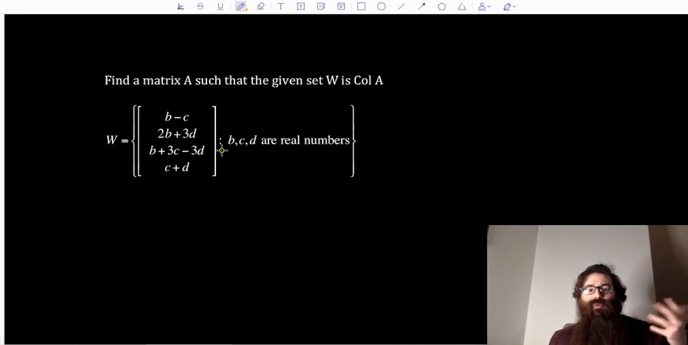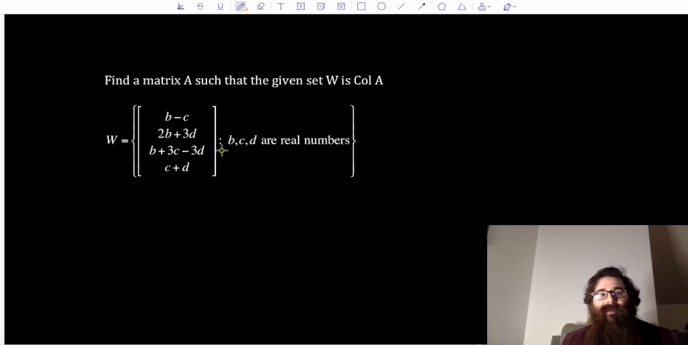This is sort of reinforcing what we talked about a bit before and seeing some really cool examples. I want to find a matrix A such that the given set W is the column space of A. And here I have a vector with entries B minus C, 2B plus 3D, B plus 3C minus 3D, and then C plus D, where B, C, and D are all real numbers. And notice no mention of A.